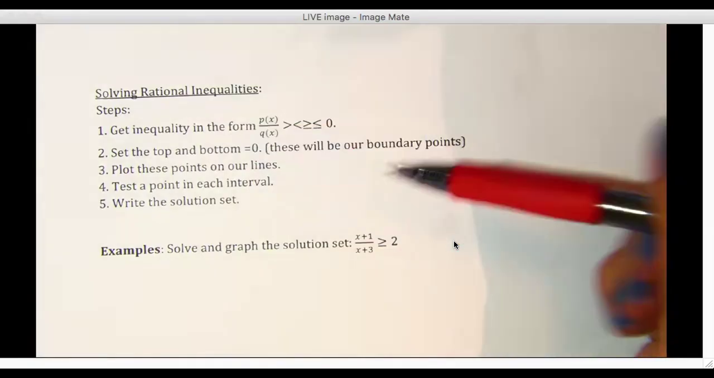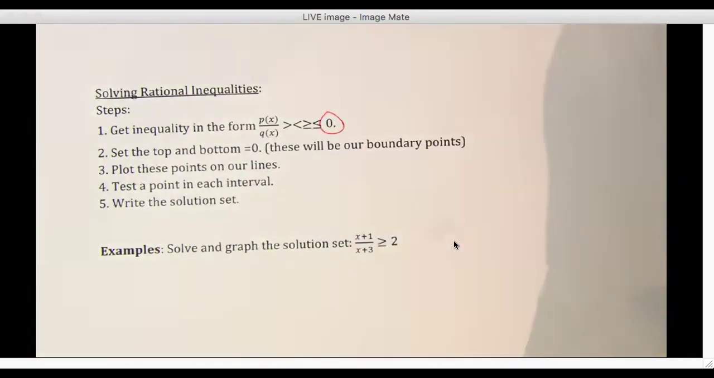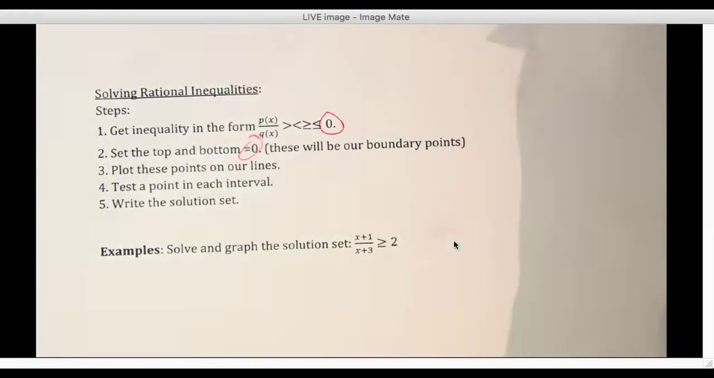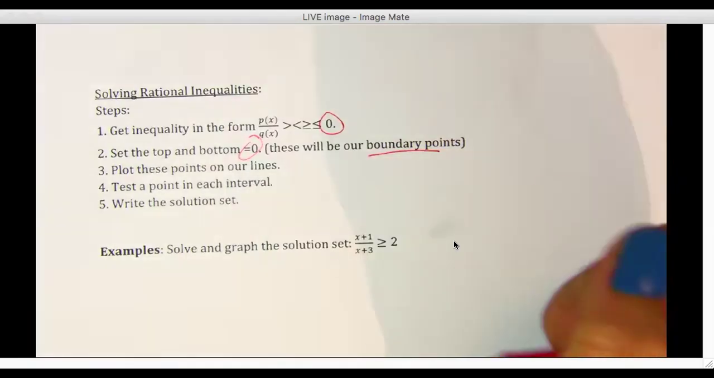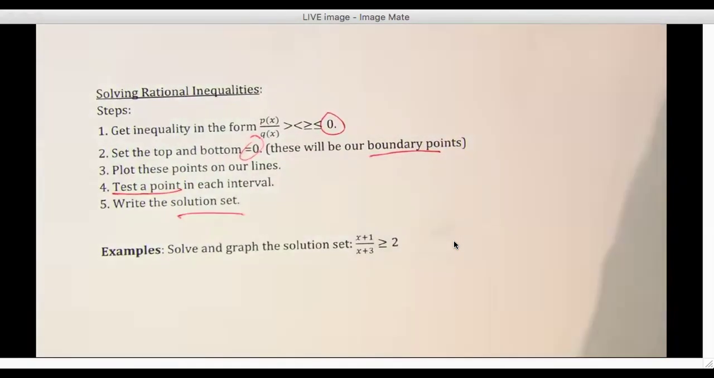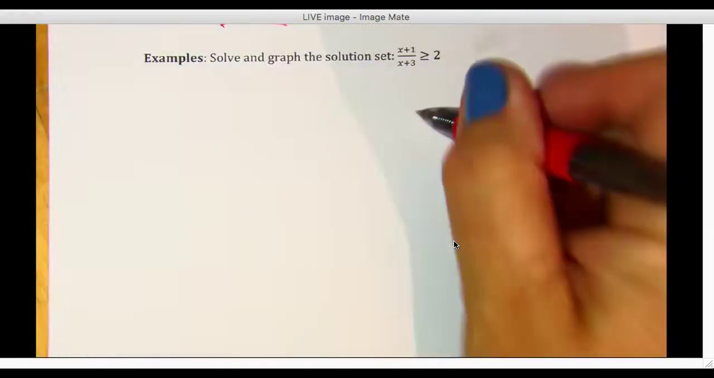So again, we want the inequality set equal to 0. We want to set the top and bottom equal to 0. Those are our boundary points. And then we're going to put those numbers on a number line, choose a test point in each interval, and then write our solution. Now, right now, this is not set equal to 0. So the very first thing I need to do is get it set equal to 0.